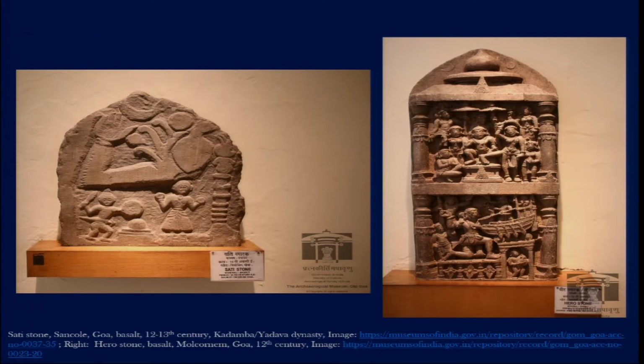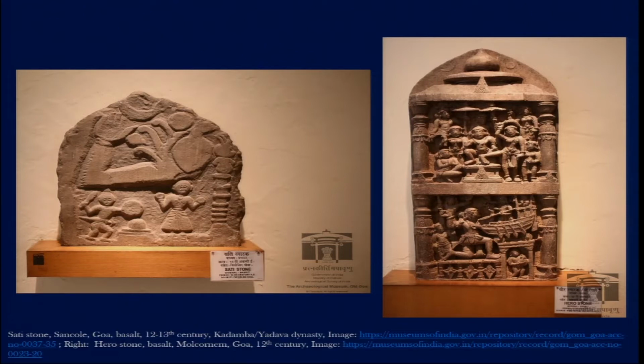So this is the one we find from perhaps sometime between the 12th and 13th century, and then there is this other hero stone that we have, which is also made of basalt, and this one is also found from Goa in the 12th century. So one can see what is going on in this hero stone here.